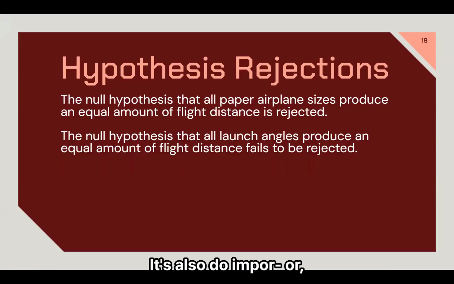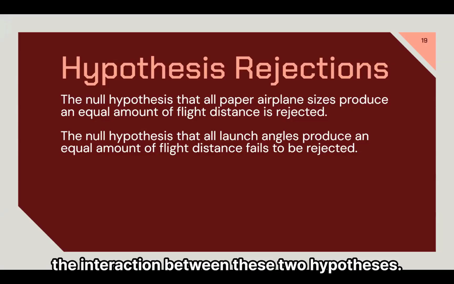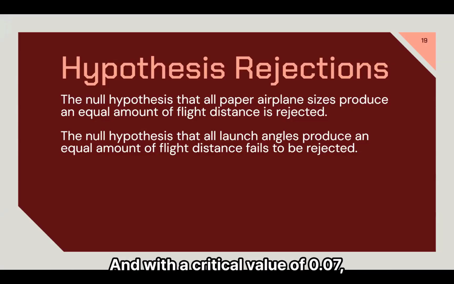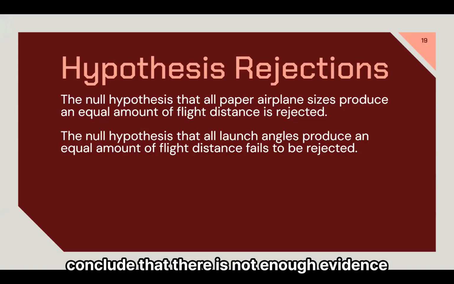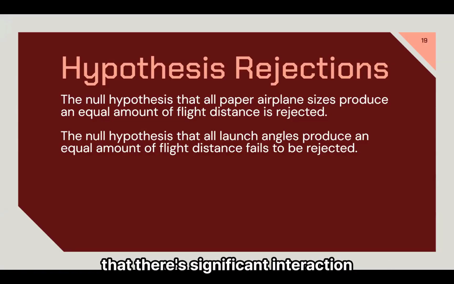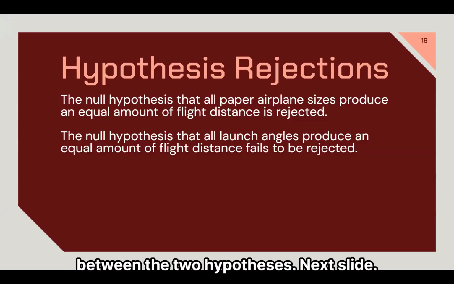It's also important to acknowledge the interaction between these two hypotheses. With a p-value of 0.07, comparing that to a 0.05 alpha, we can conclude that there is not enough evidence of a significant interaction between the two factors. Next slide.